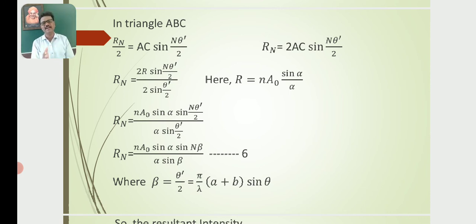So further, Rn becomes the resultant amplitude due to n waves, n number of waves, which is equal to n a naught sin alpha into sin n theta dash by 2 divided by alpha sin theta dash by 2. Then further, Rn is equal to n a naught sin alpha sin n beta by alpha sin beta, where beta is equal to theta dash by 2, which is equal to pi by lambda into (a plus b) sin theta.